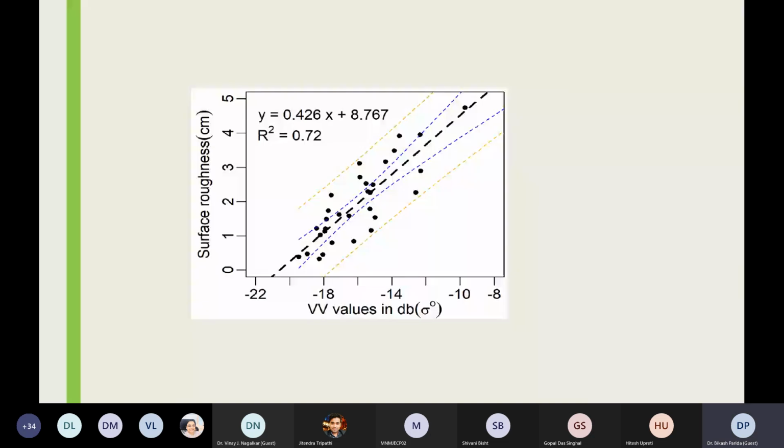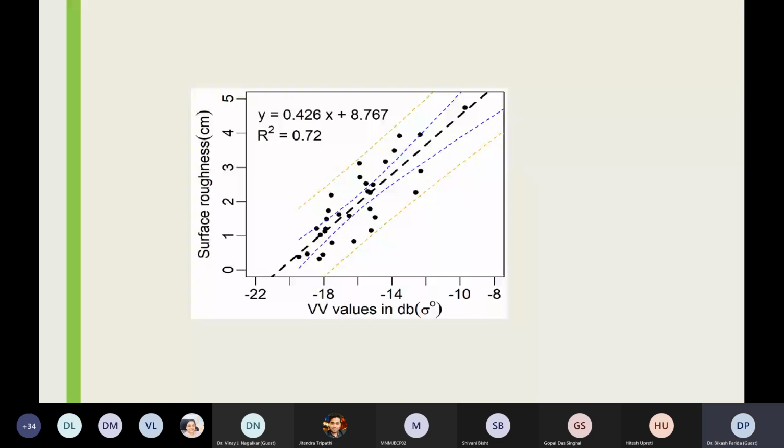Okay. So here we are showing the relationship between VV with respect to surface roughness. Okay, surface roughness conducted based on the field work. So we try to compare those, and we find a good correlation between the VV and the surface roughness, which is R square 0.72.